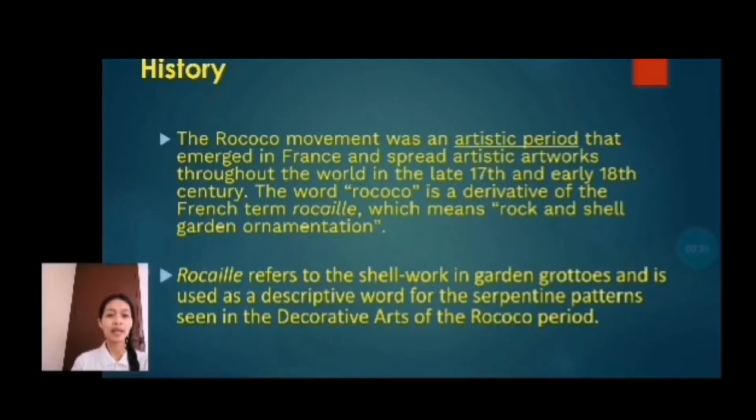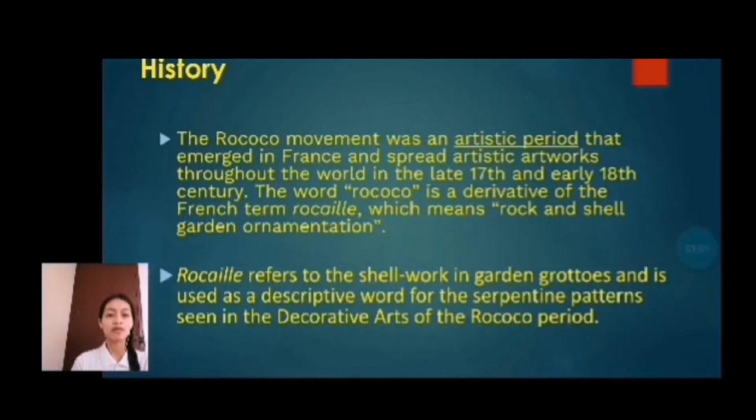The Rococo movement was an artistic period that emerged in France and spread artworks throughout the world in the late 17th and early 18th century. The word Rococo is derived from the French term rocaille, which means rock and shell garden ornamentation. When we say ornamentation, it is all about decorations.